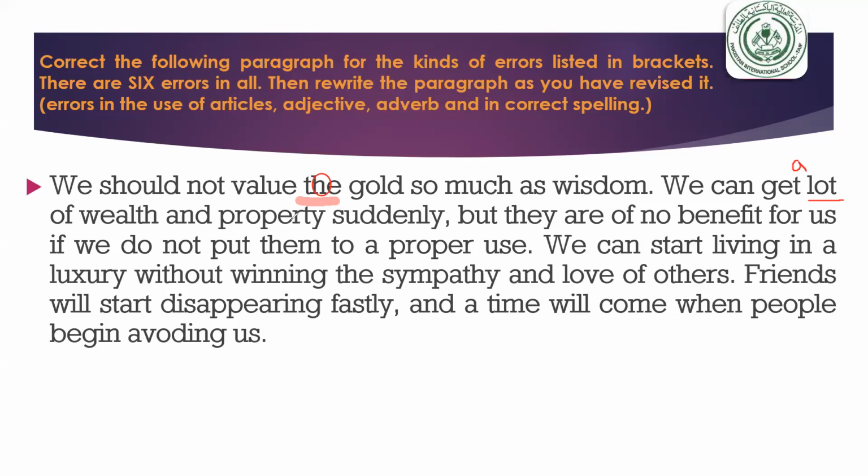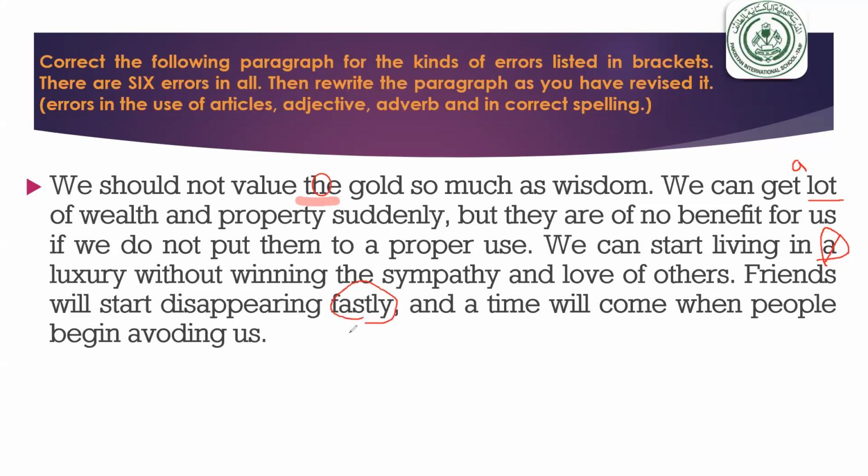A lot of is an adjective, and then wealth and property. And then suddenly, but they are of no benefit for us if we do not put them to a proper use. We can start living in a luxury. So in a, the article is again a mistake we have. We shouldn't write a, but we say we can start living in luxury without winning the sympathy and love of others. Friends will start disappearing fastly. So fastly shouldn't be over there, dear students.